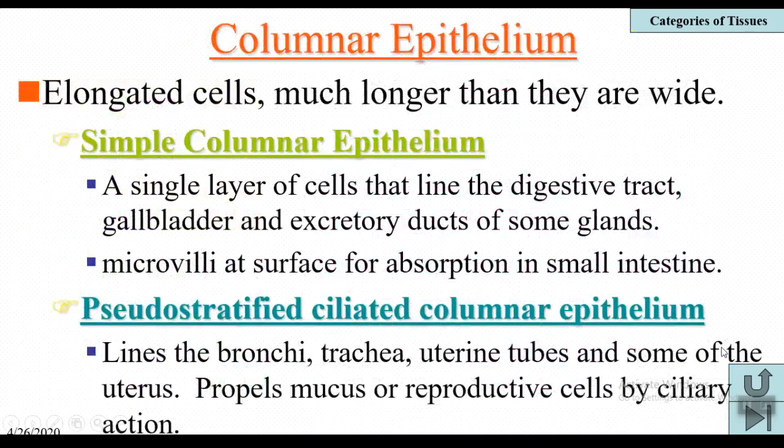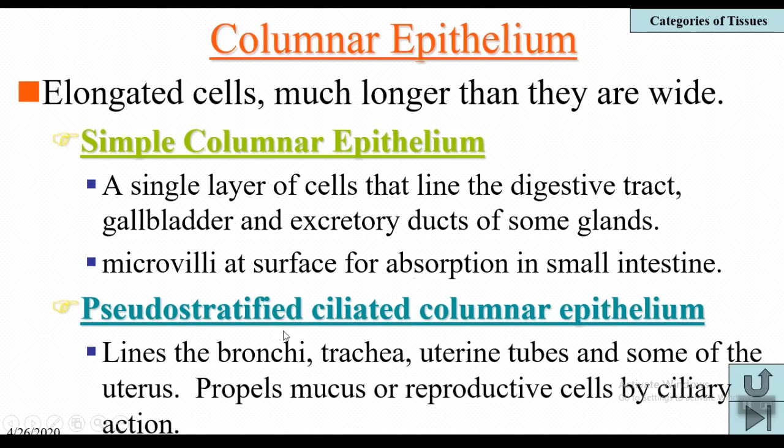And this single layer of cells that line the digestive tract is an example for this simple columnar epithelium, gallbladder and excretory ducts of some glands. And also these simple columnar epithelium have microvilli at their surface for absorption in the small intestine. Small intestine is the area of absorption of digested food.